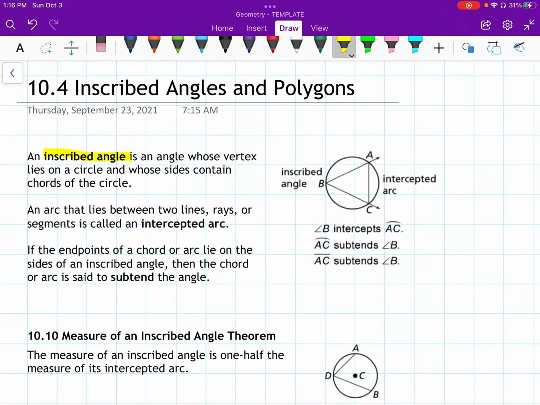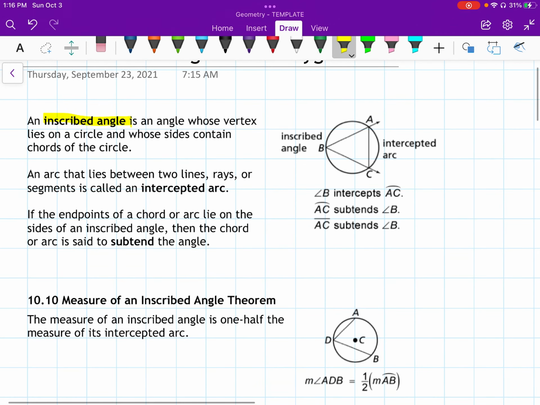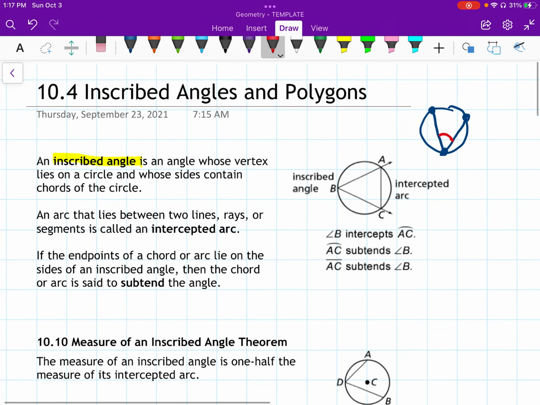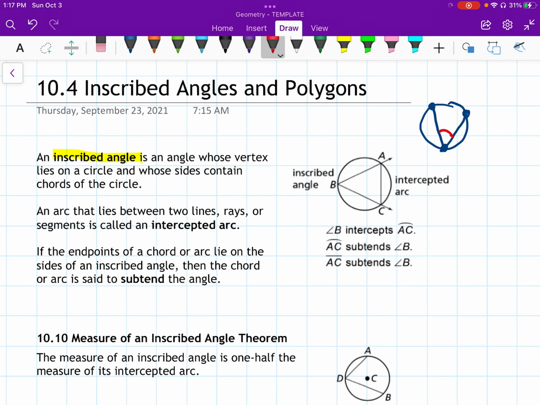All right, 10.4, inscribed angles and polygons. An inscribed angle is an angle whose vertex lies on a circle and whose sides contain chords of the circle. What that means is that it's an angle in a circle, its vertex is on the circle, and both of its sides touch the circle, right? So this is talking about that angle right there. We also have some definitions there that you can pause the video and copy down if you'd like.